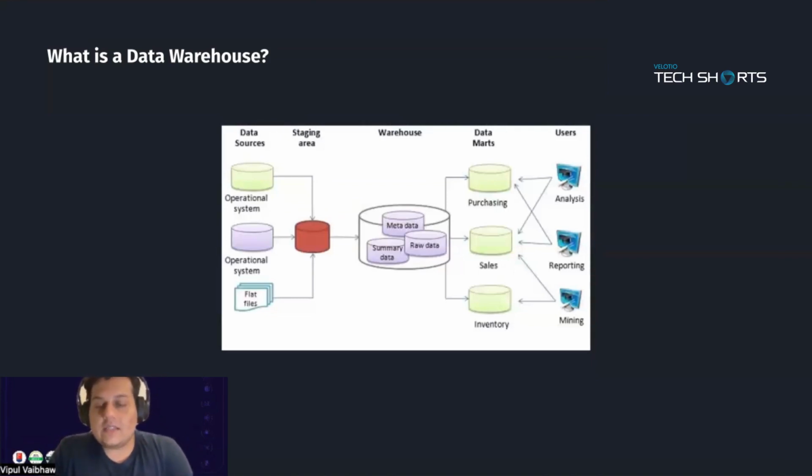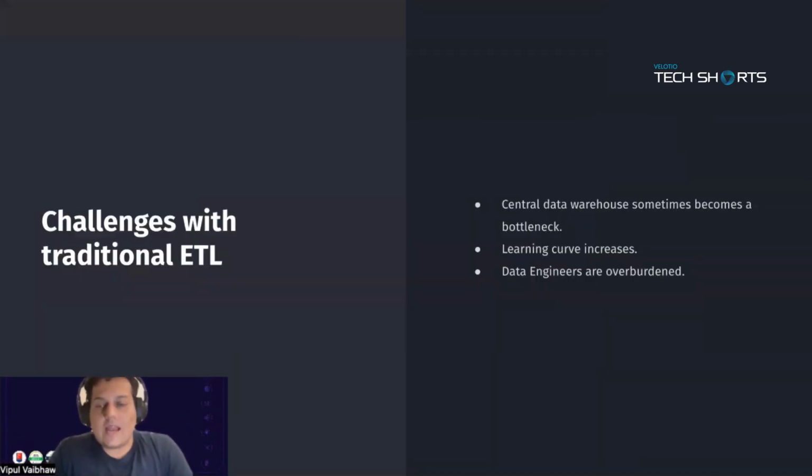And that data is then transformed into various data marts. Data marts are small chunks of the bigger data which is there in the data warehouse. So think of them as smaller tables, which usually the analysts and the data scientists use to generate analytics and predictions. But the challenges with the traditional ETL is that it is, first of all, very hard to design. Secondly, it acts as a central bottleneck at times.